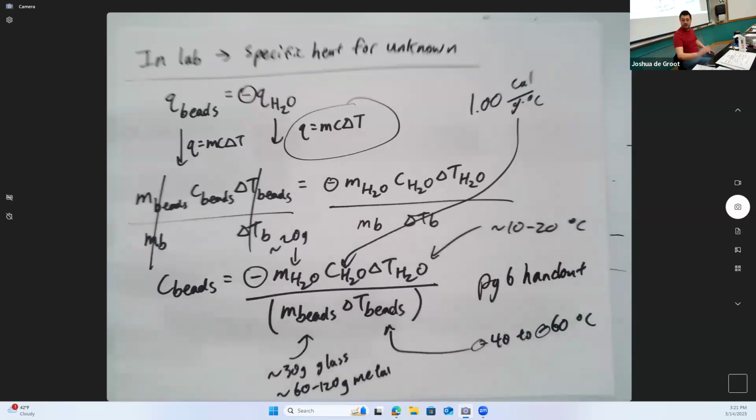I strongly urge you to use common sense when you do the calculations. Some of the specific heats are similar, some of the densities are similar, but for your unknown metal, there's that old saying, lightning doesn't strike twice. If you have two similar densities for two unknowns, it's going to definitely be different in terms of a specific heat. All right. So that's about it.